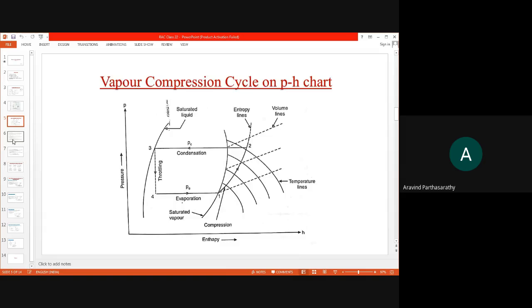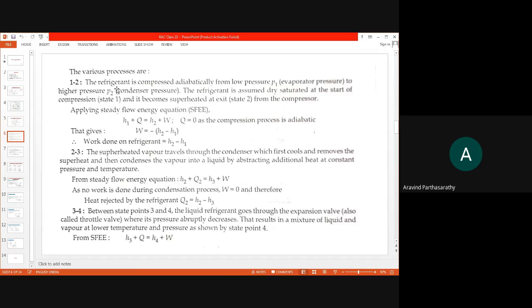So you can see in this 1 to 2, the refrigerant is compressed adiabatically, and the pressure in the first state P1, a lower pressure, becomes a higher pressure by supplying some compression. We are giving work to the compressor, and the refrigerant got compressed, and the pressure goes from lower pressure to a higher pressure P2. Now you can see that we are applying the steady flow energy equation, SFEE.